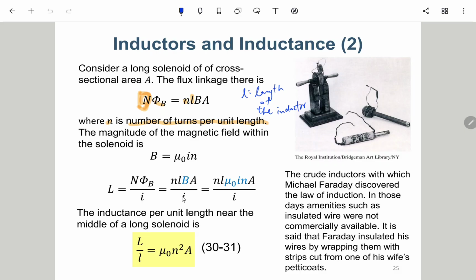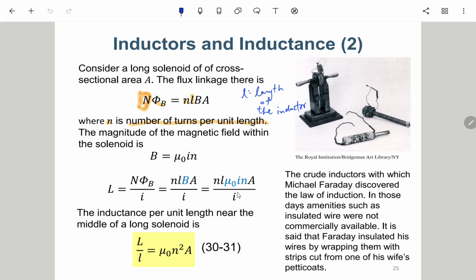Phi B is actually BA. We just assume the B field is parallel to, or in the same direction as, the area vector, and the B field is approximately uniform inside the solenoid. So we have the phi B as a surface integral, and then it turns out to be a multiplication. So here we have NLBA over I.